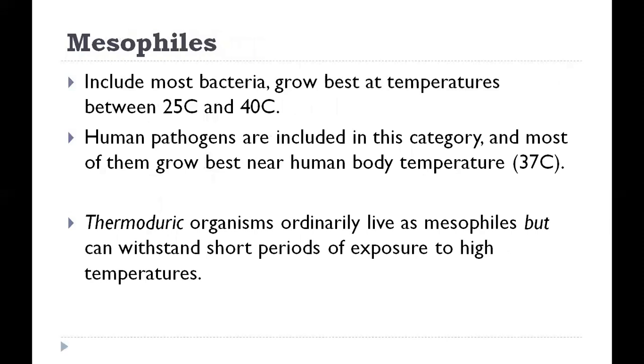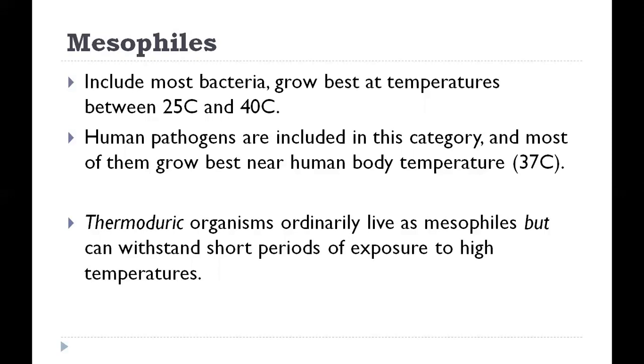Mesophiles are the organisms for which the optimum temperature range is 25 to 40 degrees Celsius. As is obvious, our body temperature comes within this range, and that is why most of the human pathogens are mesophiles, because they grow best near the human body temperature of 37 degrees Celsius. Okay. Now, thermoduric organisms ordinarily live as mesophiles, but they can withstand short periods of exposure to high temperatures.